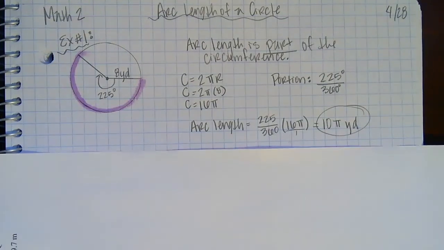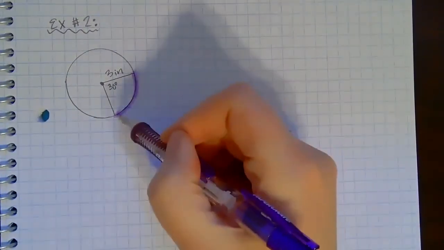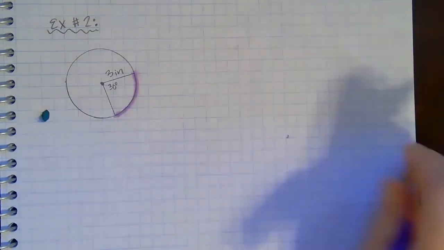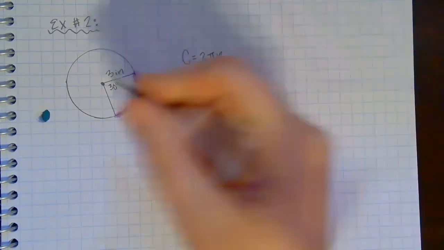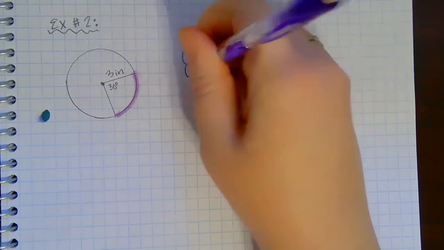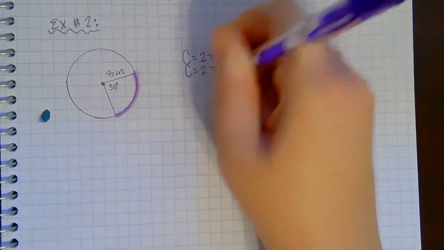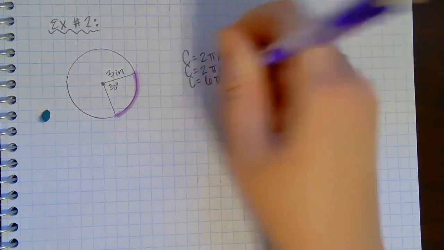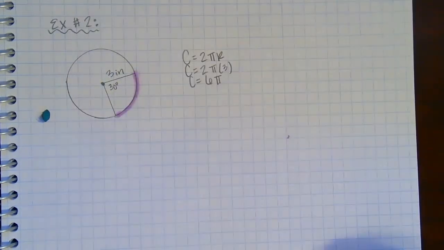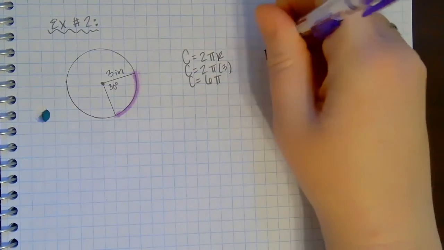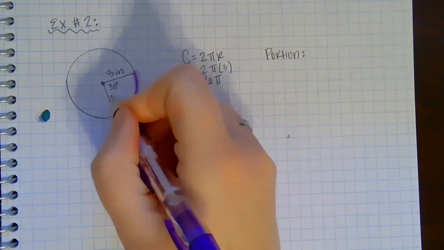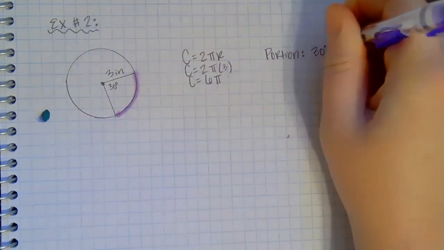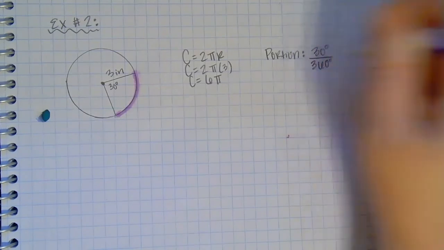All right, let's look at one more just to make sure we're okay. Same thing. Again, I want to find this part of the circle right here. So I'm going to start by finding the whole circumference, 2 pi r. My radius here is 3 inches. So I'm going to do 2 pi times 3. So my whole circumference is 6 pi, all the way around. I don't have all the way around, so I have to find my portion to find out how much of the circle I actually have. So I have 30 degrees out of an entire 360, because the circle is always 360 degrees.